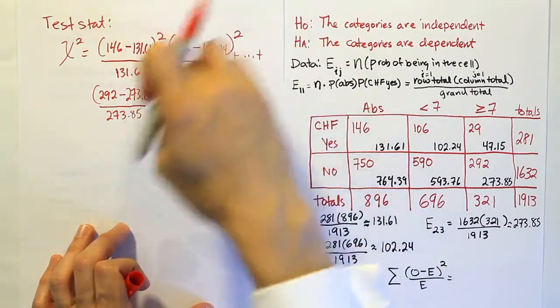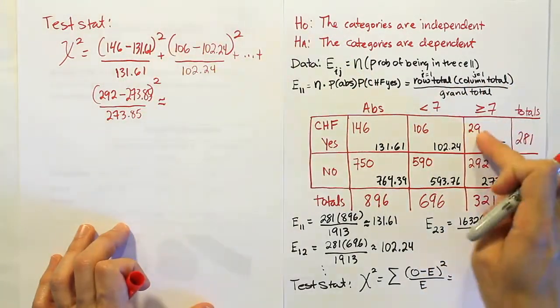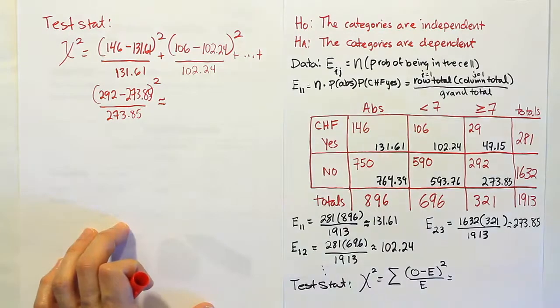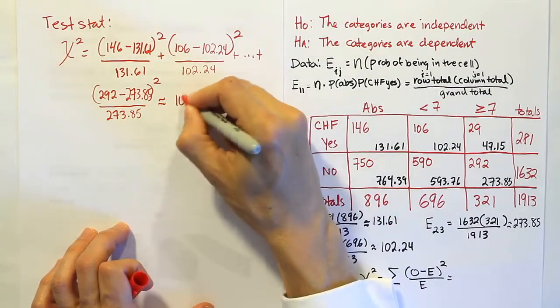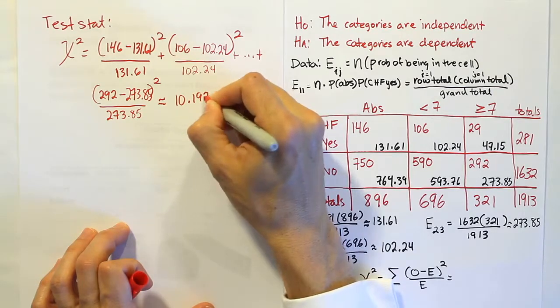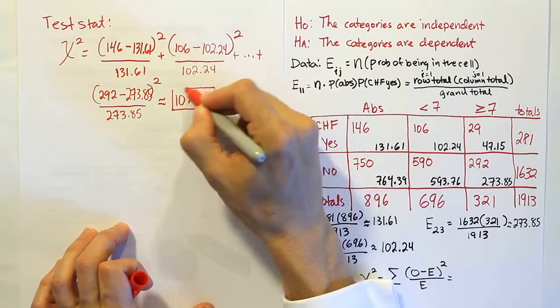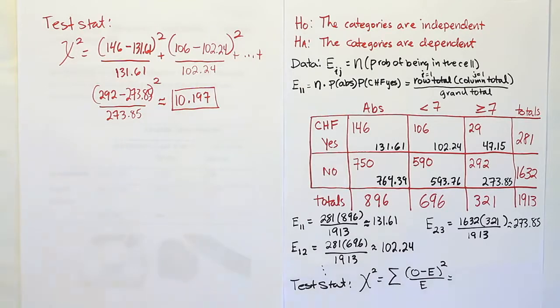So I've done 1, 2, 3 of those fractions for us. Again, you can do the other 3 and see if you get the same overall test stat result. When I'm done, it works out to be 10.197 approximately. So that's the approximate result. Okay? Alright, good. So now that you have the result for your test stat, what's our next step?